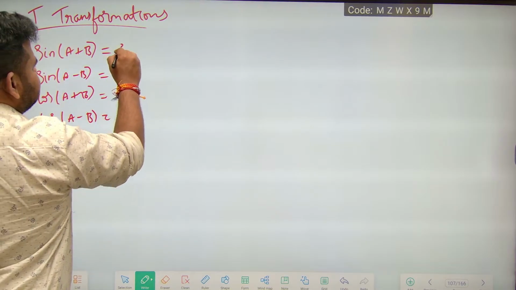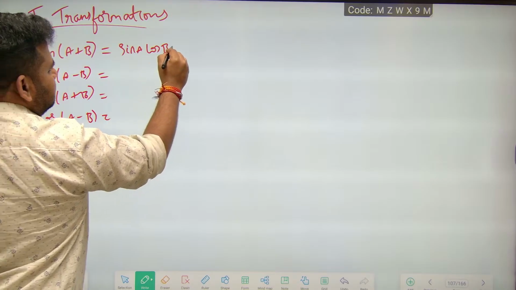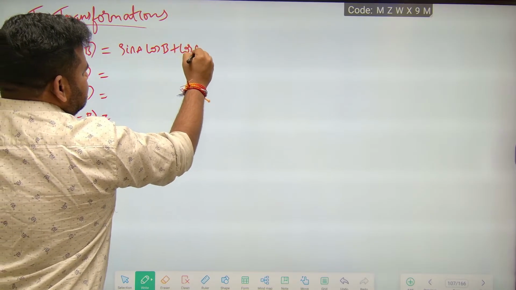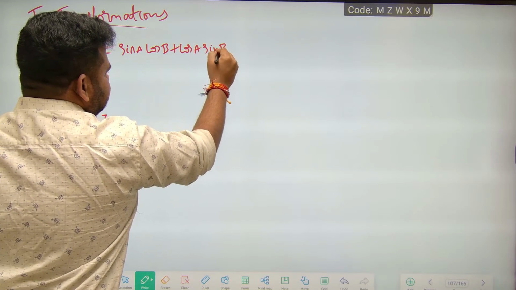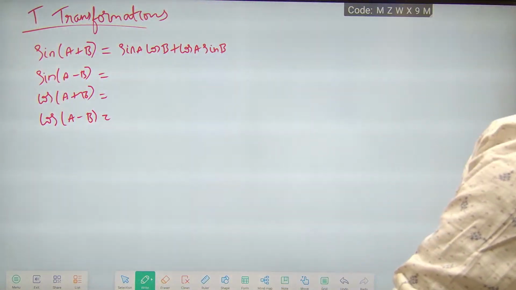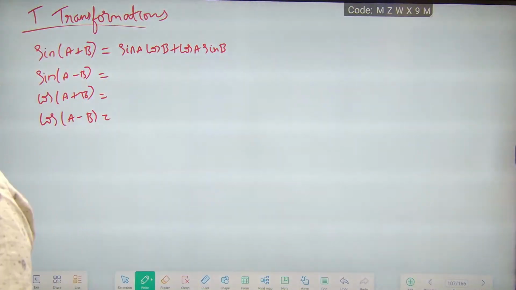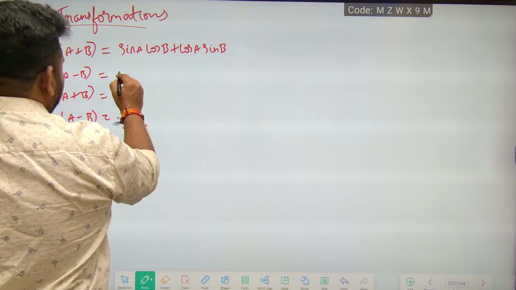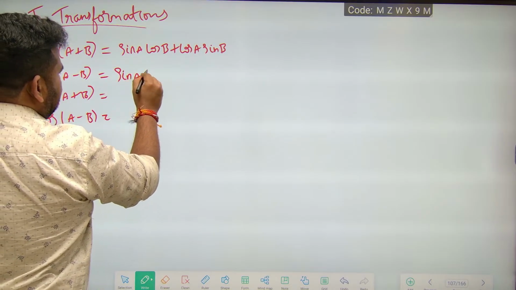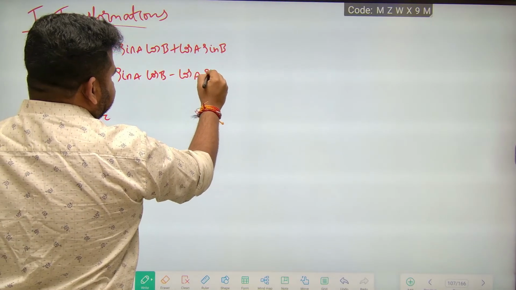So see here, sin of A plus B is what? Sin A cos B plus cos A sin B, that's it. Now what happens to sin of A minus B? Sin of A minus B is the same thing, only thing is we will get minus in between. So this will become sin A cos B minus cos A sin B.